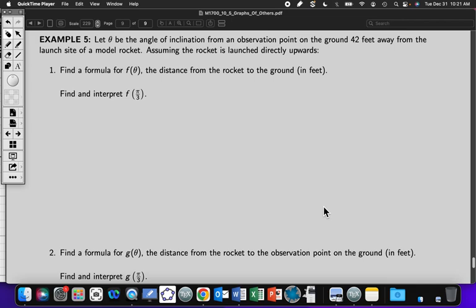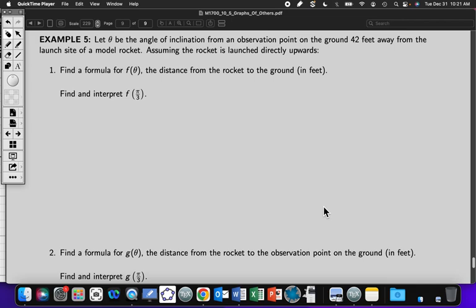Finish the section here, example 5, with the application of where these other trig functions might be useful. Let theta be the angle of inclination from an observation point on the ground, 42 feet away from the launch site of a model rocket. Assuming the model rocket is launched directly upwards, and then we have a couple of scenarios.